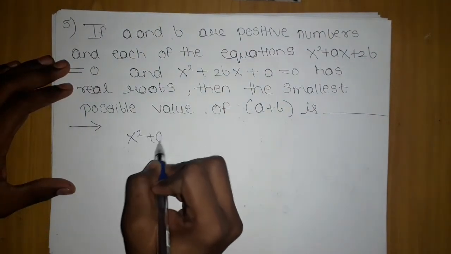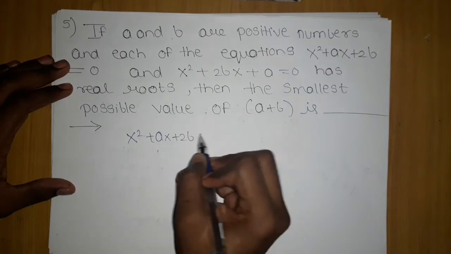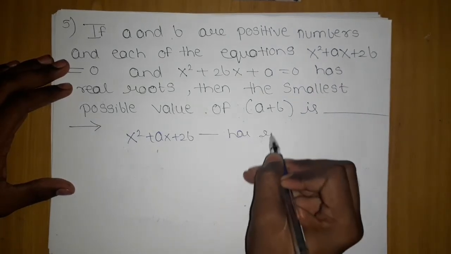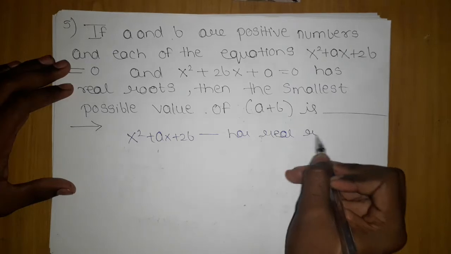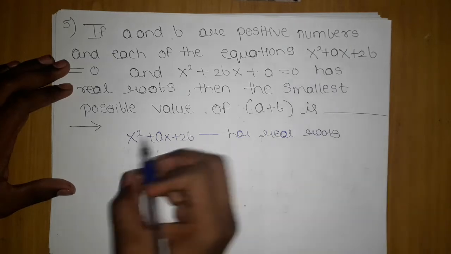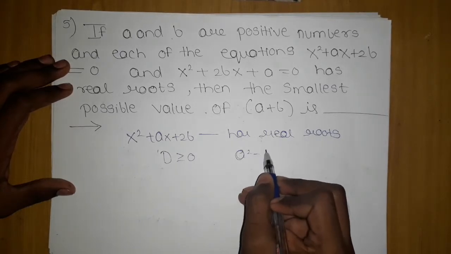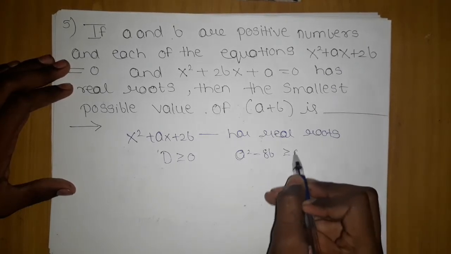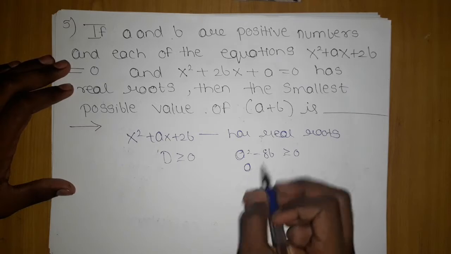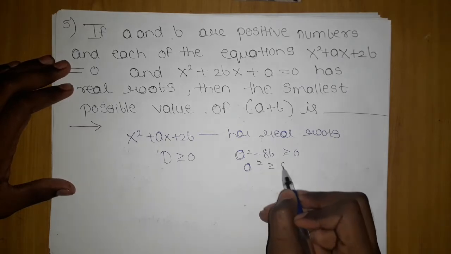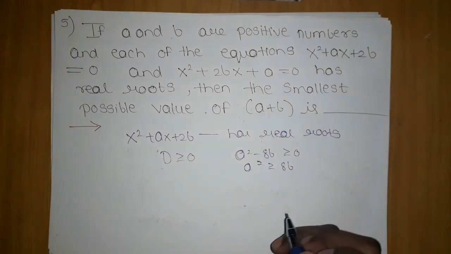Now, x square plus ax plus 2b has real roots, and what I have told you is that for real roots, D should be greater than or equal to 0. Let's apply this. a square minus 8b should be greater than or equal to 0, so a square should be greater than or equal to 8b. Okay, we got this.